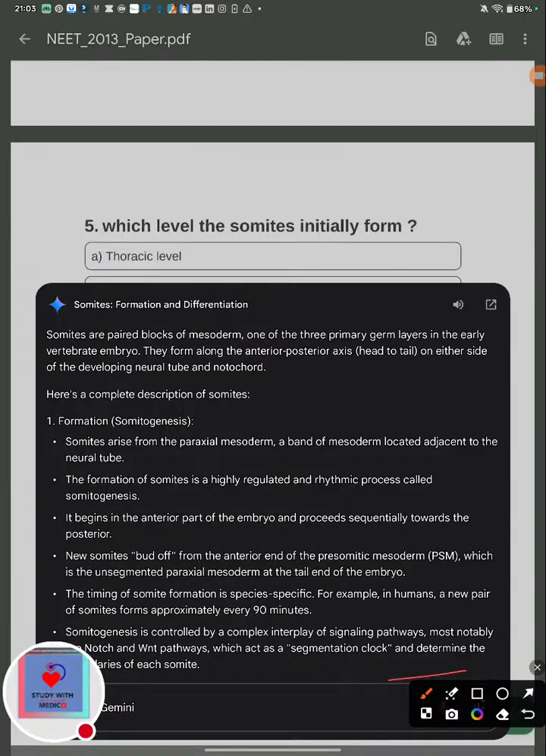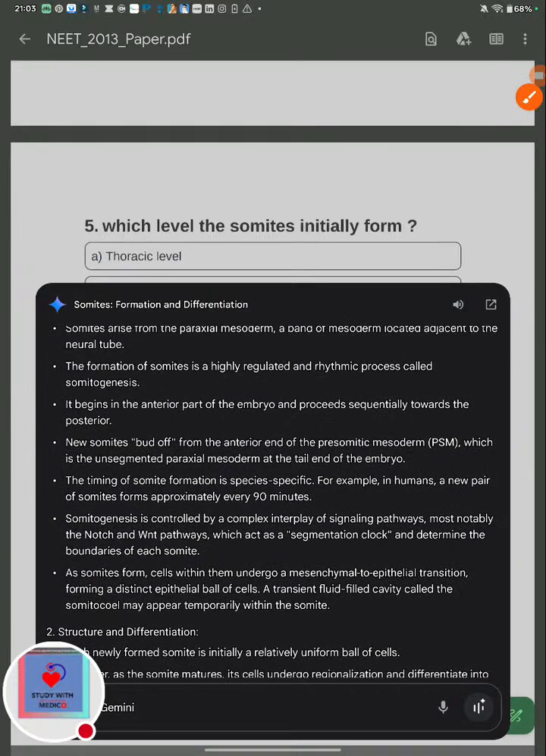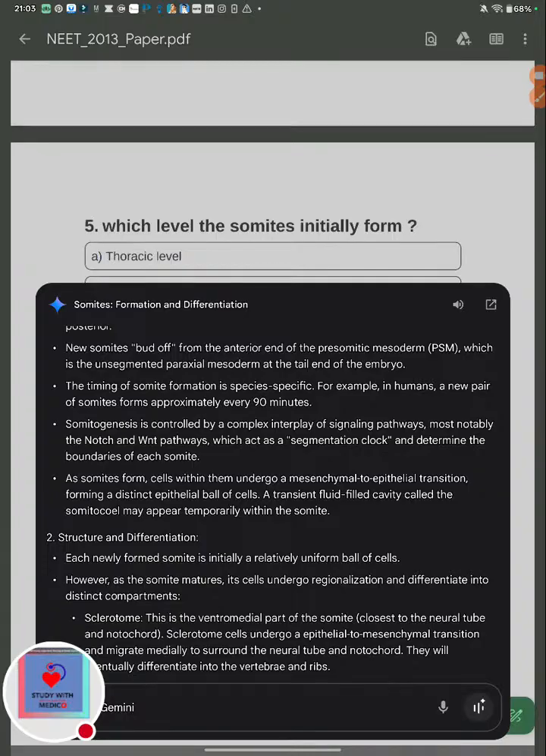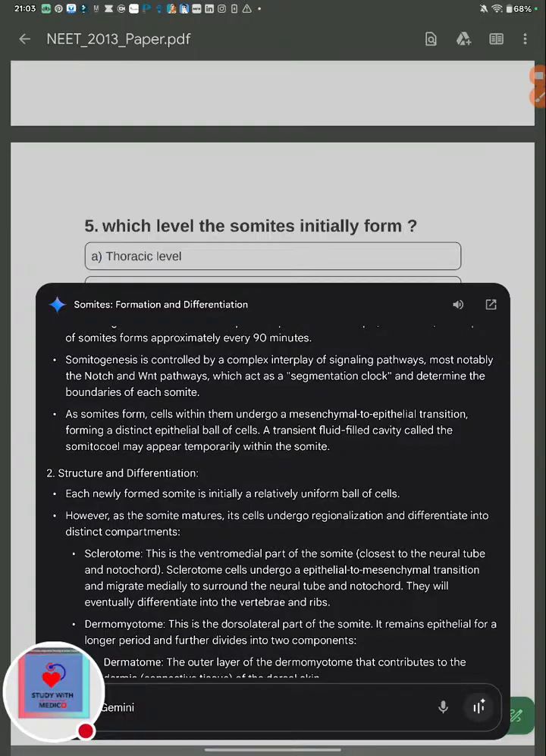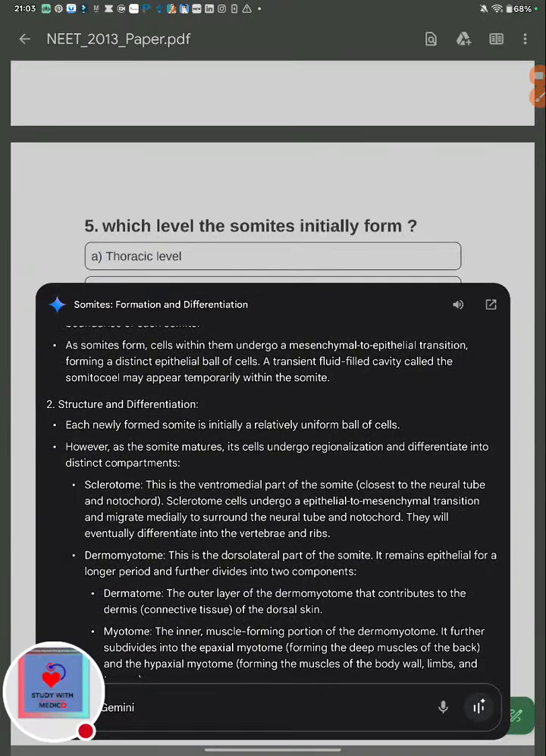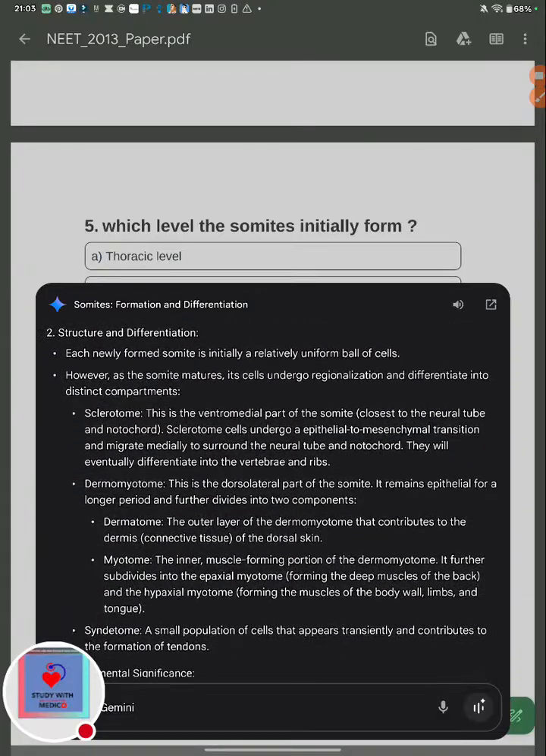It begins in the anterior part of the embryo, progressing sequentially towards the posterior. New somites bud from the anterior end of the presomitic mesoderm, which is the unsegmented paraxial mesoderm at the tail end of the embryo. The timing of somite formation is species specific. In humans, one forms approximately every 90 minutes. Somitogenesis is controlled by a complex interplay of the segmentation clock and determination signals, and somite cells undergo mesenchymal to epithelial transition.